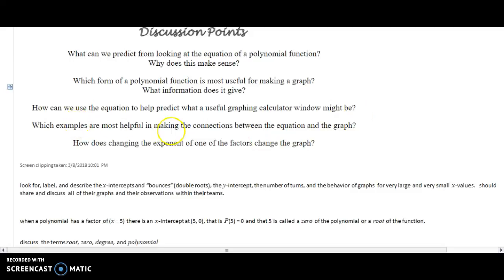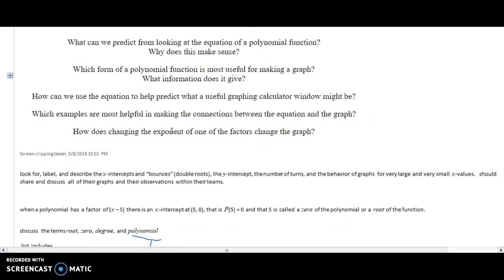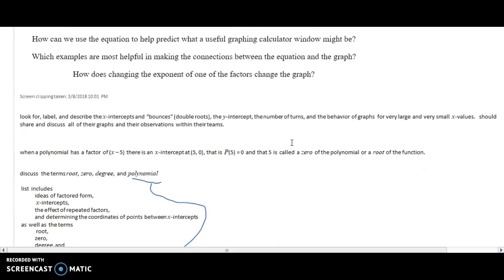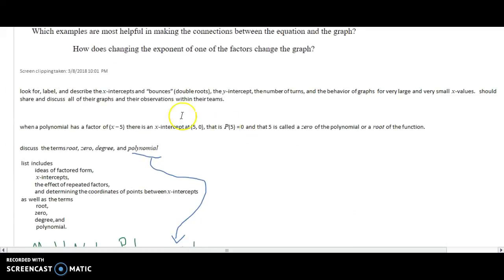And then which examples are most helpful in making the connections between the equations and the graph? And how does changing the exponent of one of these factors change the graph? So some other things to be looking at as you do this assignment, look for and label and describe the x-intercepts. Right? So if you see any x-intercepts, describe them. Are there any bounces? Or we'll call those double roots.